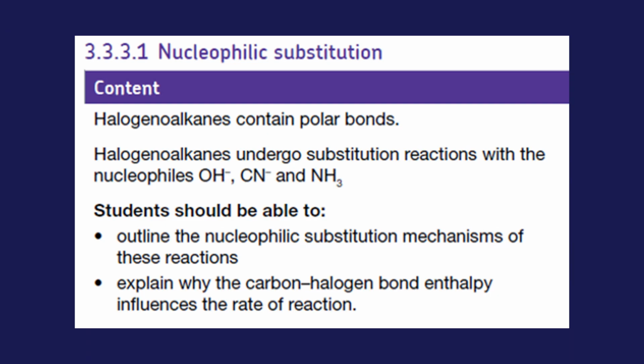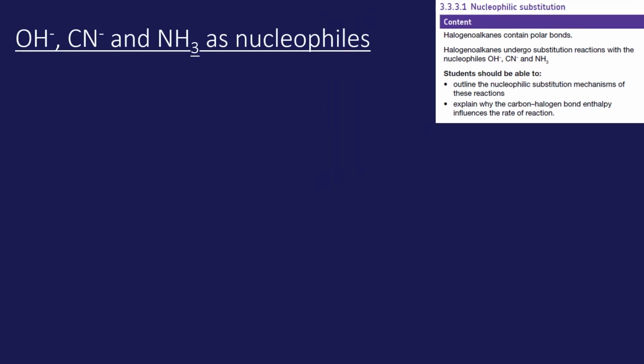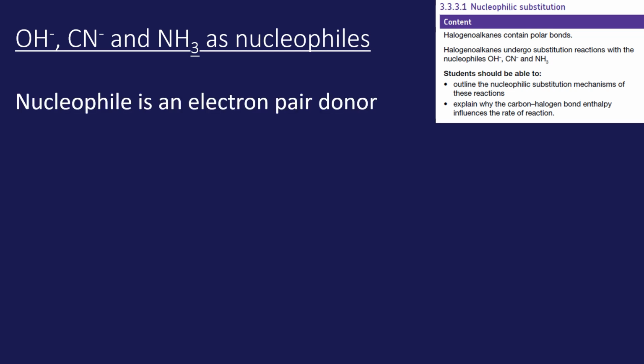This is what our specification says. We're going to be looking at haloalkanes containing polar bonds. We've talked about that. We're going to focus on these 3 nucleophiles: hydroxide, cyanide, and ammonia. Just to remind you then that a nucleophile is an electron pair donor. So all 3 of these, the hydroxide, the cyanide and the ammonia, they all have a pair of electrons that they are able to donate and act as a nucleophile.